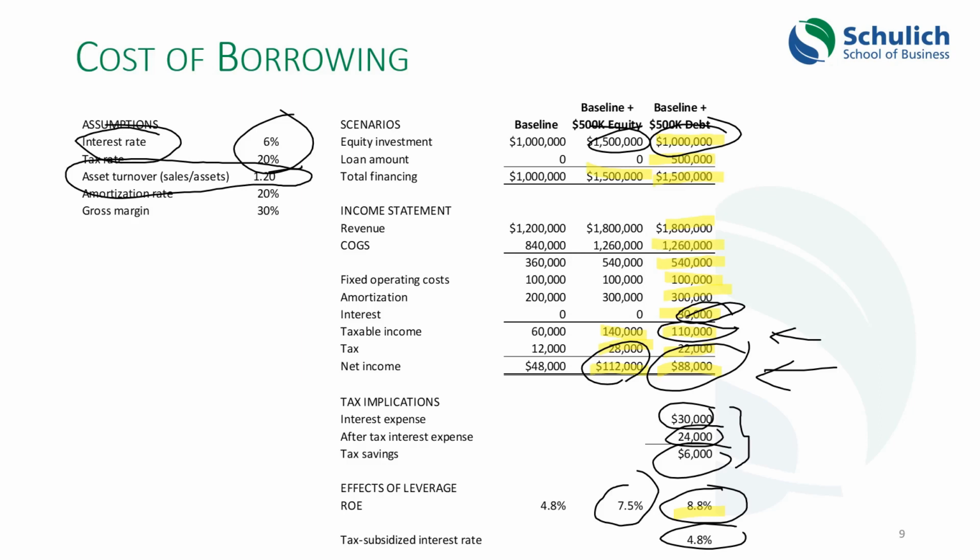So if your good result is that you can generate more than 6%, then borrowing is going to amplify the amount of net income that you can get, and it will amplify the return on equity. But if the return on your assets is lower than the interest rate, lower than 6%, you shouldn't do it because it is going to make the situation worse.